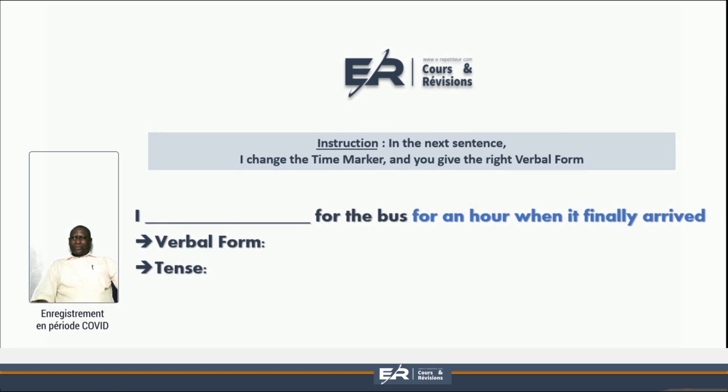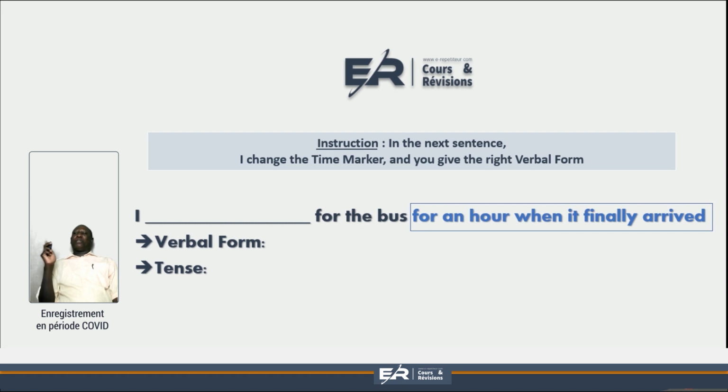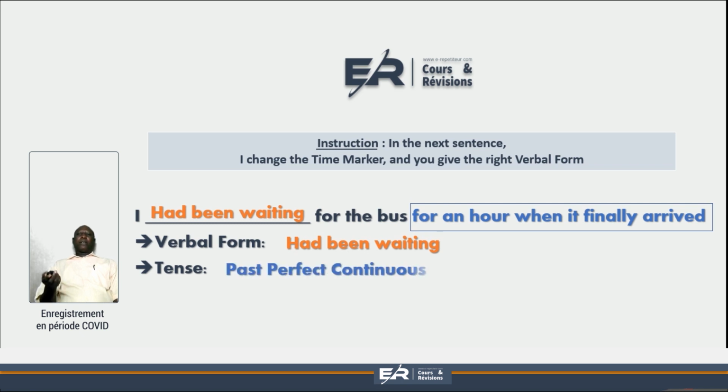Let's move on. I for the bus for an hour when it finally arrived. Time marker: for an hour when it finally arrived. Verbal form. I have been waiting... Deux actions passées dont l'une dure beaucoup plus longtemps que l'autre, exprimée par le past perfect continuous. I had been waiting for the bus for an hour when it finally arrived.